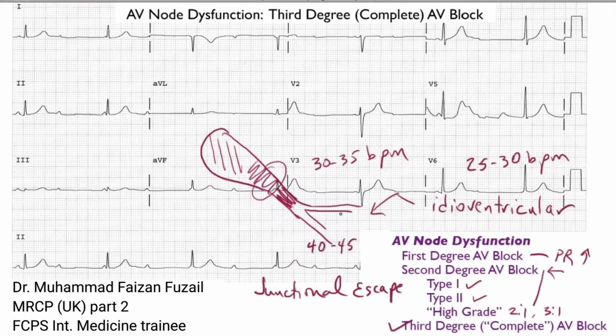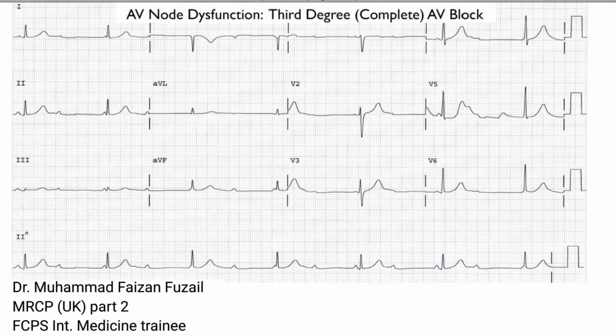It means the ventricular rhythm will generally be regular because it's coming from some escape focus. The P waves, of course, will be marching on through, and none of them will be getting through to the ventricle. Here's a good example of complete AV block. If you look at this electrocardiogram and scan across, you'll see that the QRS complexes are there, and they look to be fairly regular, although rather slow, right?